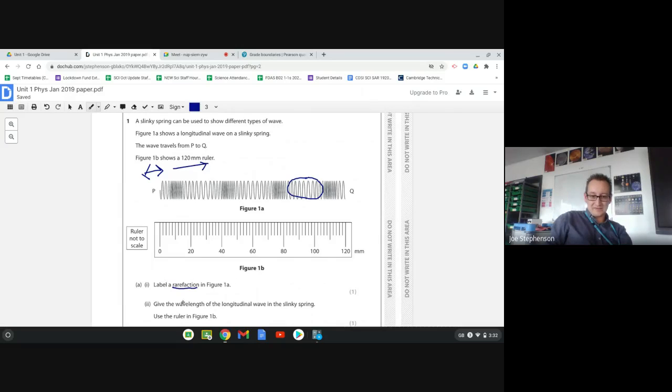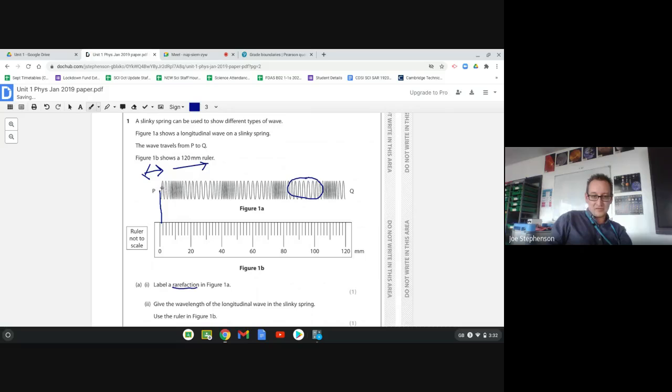Okay, now the next thing it's going to ask us to do is give the wavelength of the longitudinal wave in the slinky spring, and use the ruler here. What I would suggest you do here, rather than trying to measure a wavelength from here to here, say, is just start from the back of the wave. So take this as your starting point. So this is the start of the wave at 0.